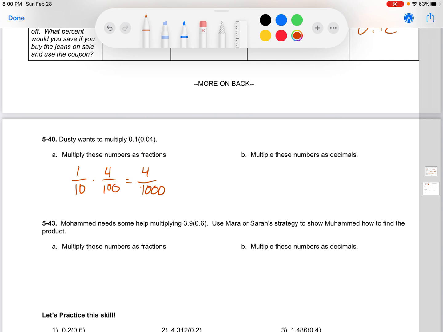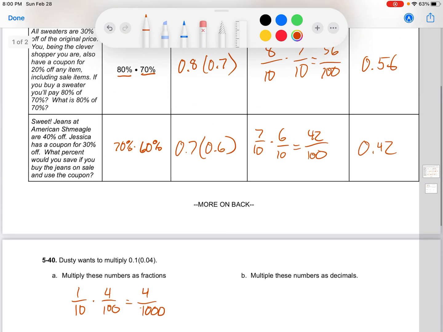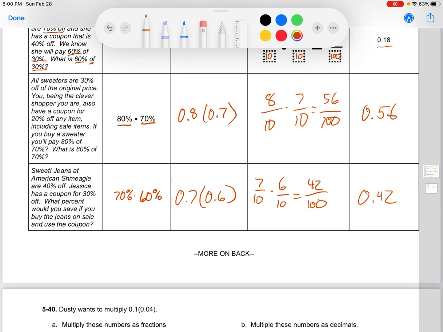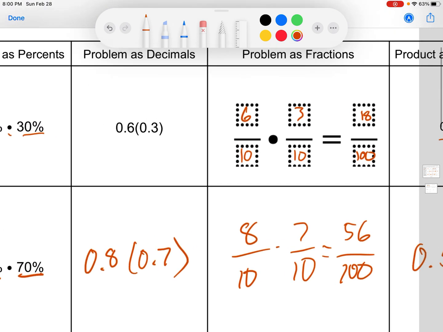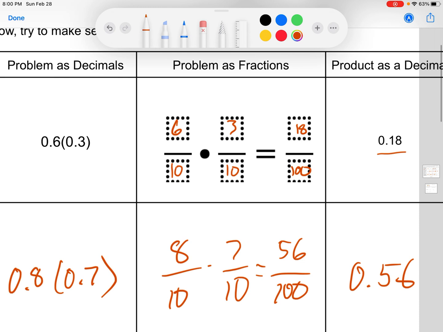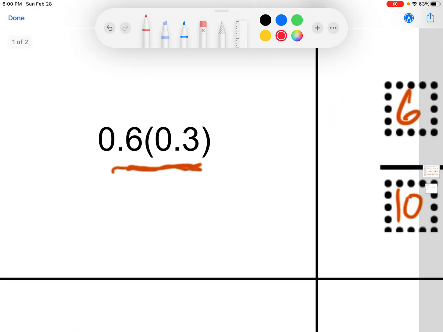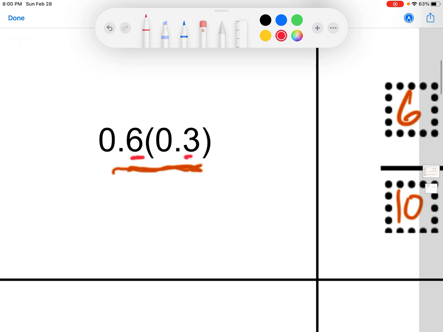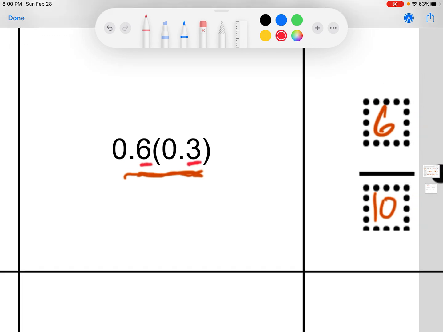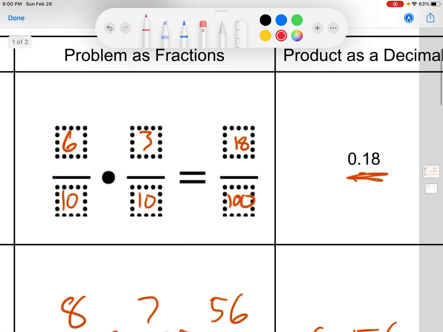Now, so the answer is 4 thousandths. Multiply these numbers as decimals. Well, how do we do that, right? Let's go back up here and see if you can pick up the pattern. Notice that on the far left I have 6 times 3 is 18. How do I know where the decimal goes? Well, notice that there are 2 spots to the right of that decimal place, 2/10. And 2/10 means that we're going to have this answer in the hundredths, or 2 spots.